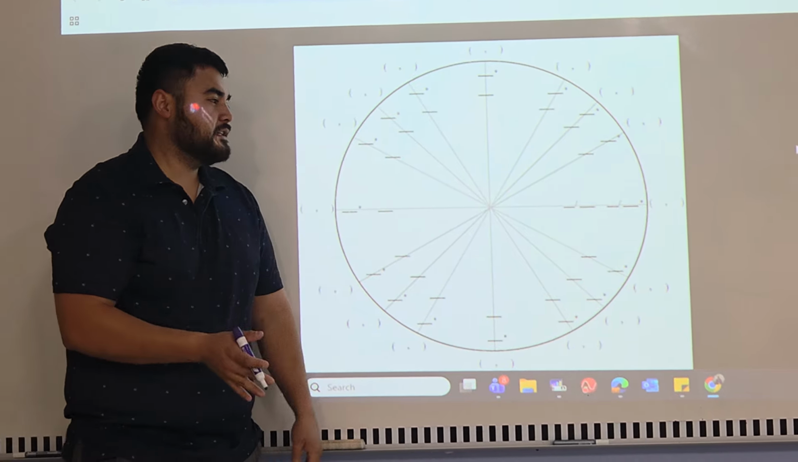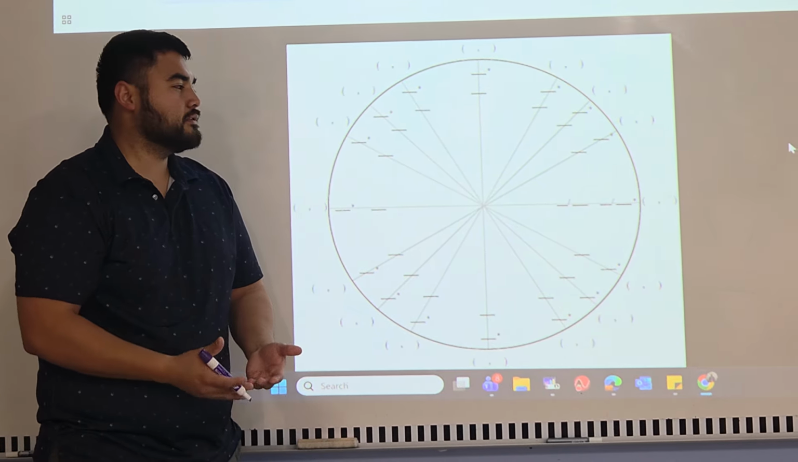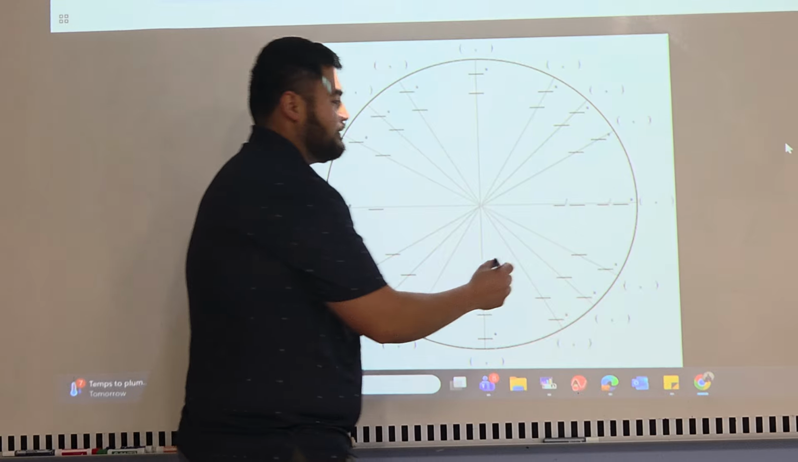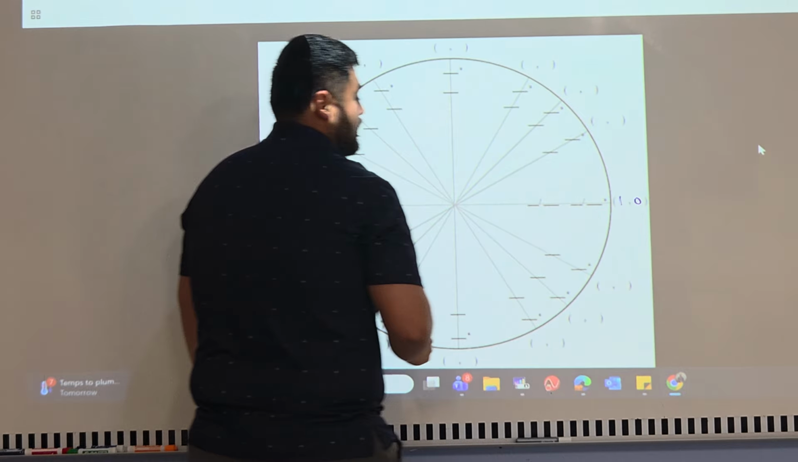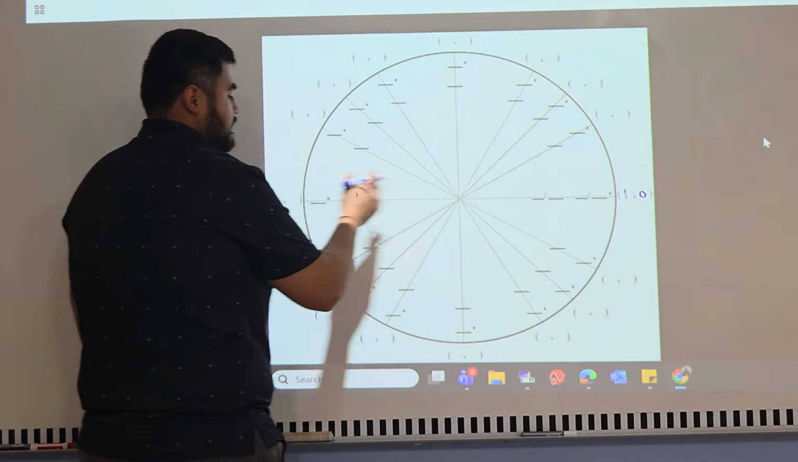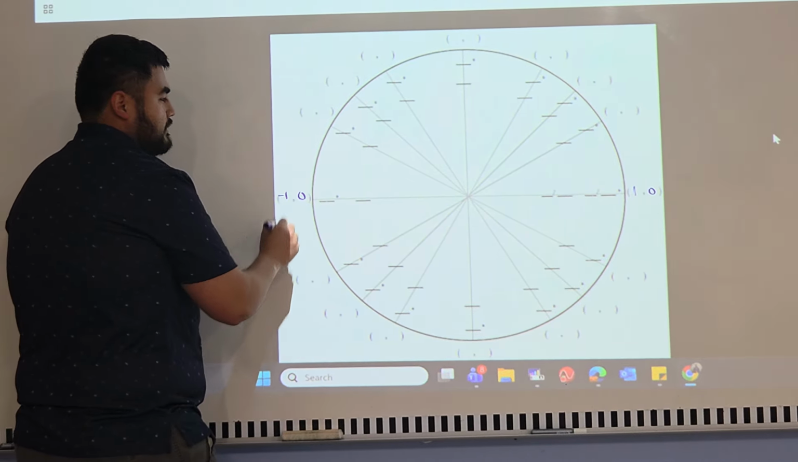Okay, guys, we're gonna fill in the unit circle, right? So to have a unit circle, the radius has to be 1. You have to remember that, right? So here you're always gonna start out with 1, comma 0. That's to the right. To the left is negative 1, comma 0.